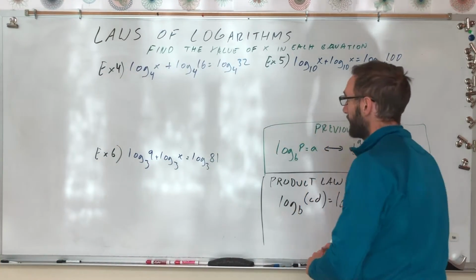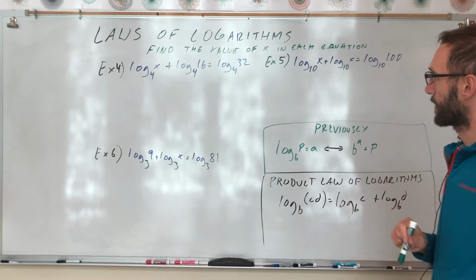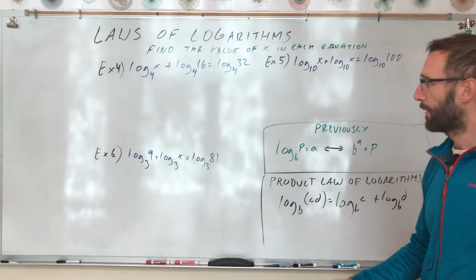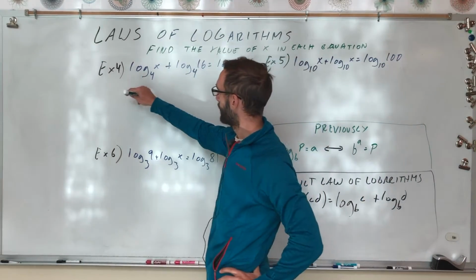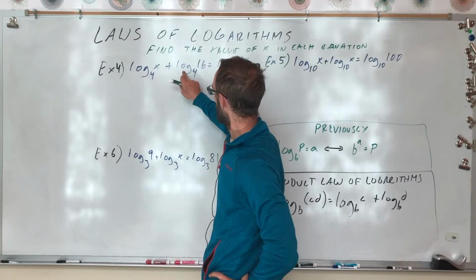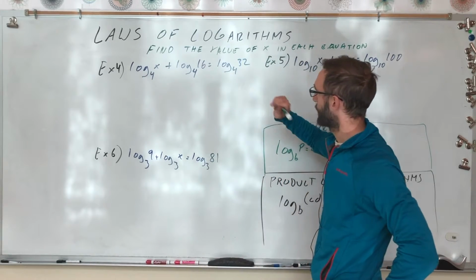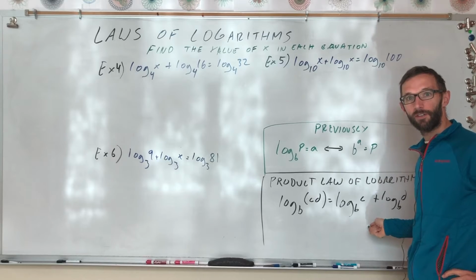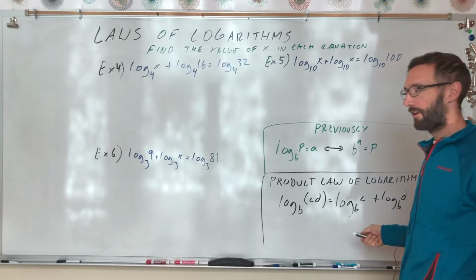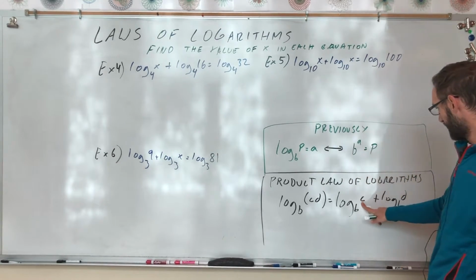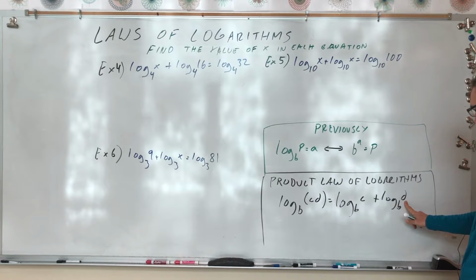All right, so let's see. I'll do this in my dark green color. Let's see what we got here for example 4. Log base 4 of x plus log base 4 of 16 is log base 4 of 32. Let's look at what we have here in this general rule that we found. So here's c and d.